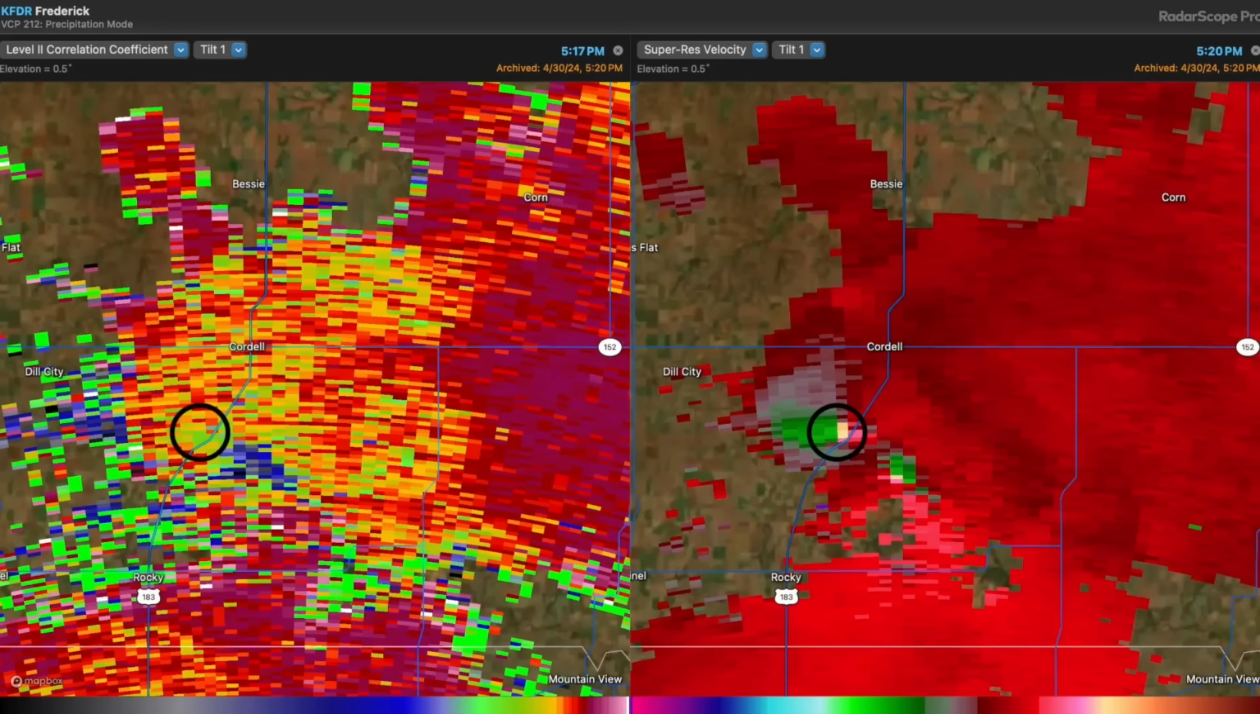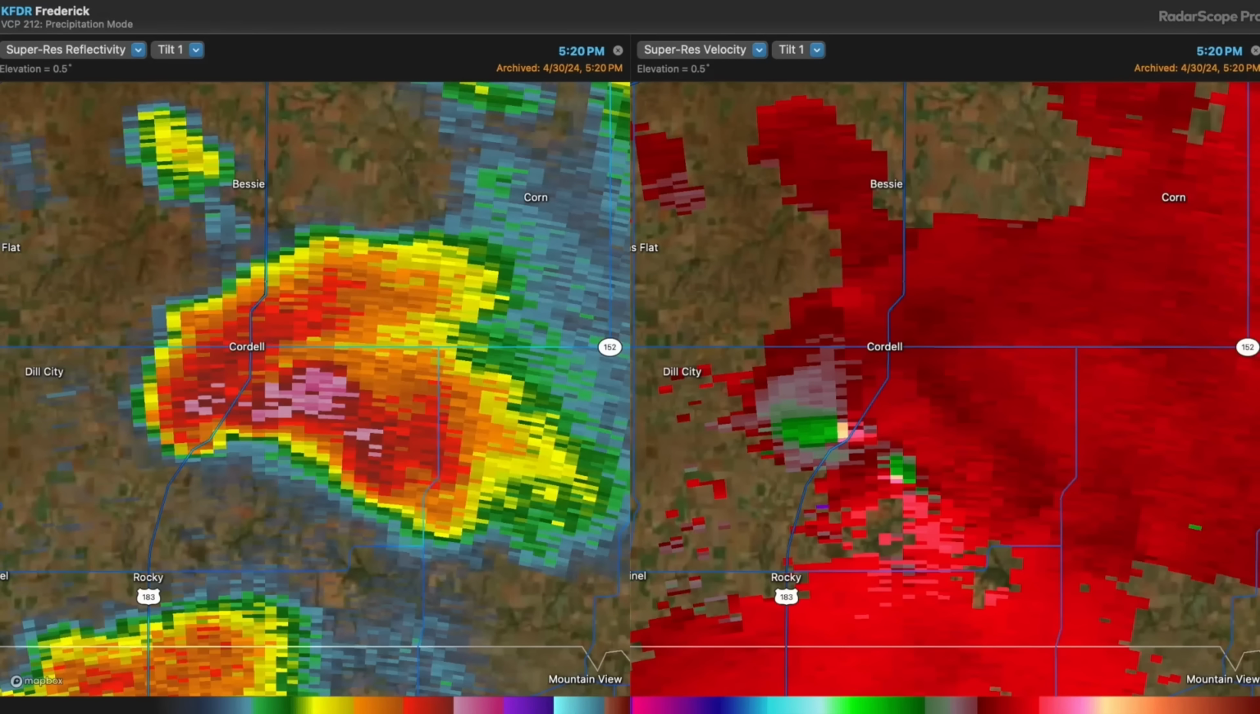You could also look at differential reflectivity and spectrum width, but unfortunately this particular archive is missing those products. So there's not enough evidence to confirm a tornado debris signature and therefore a tornado with this couplet, but it's clearly a legitimate tornado vortex signature.